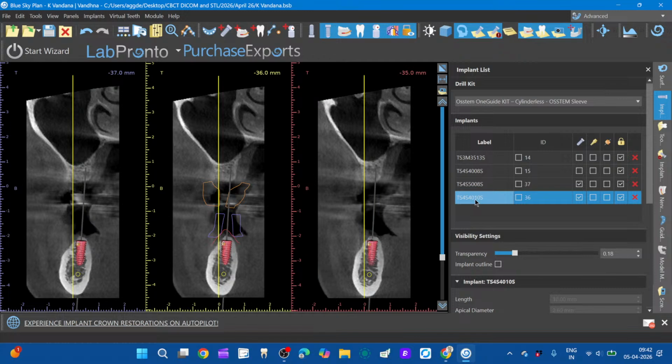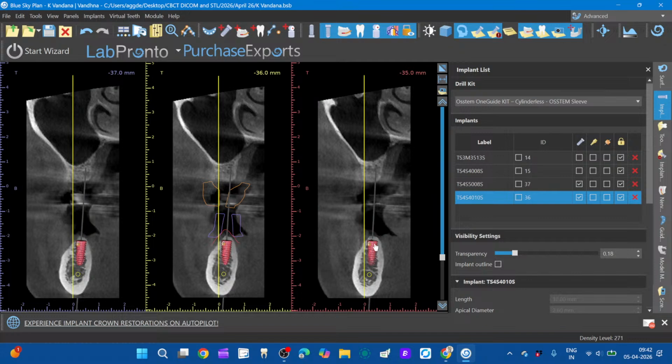This should help you understand which size is being placed, right. And you are going 0.5 to 1 mm subcrestally and you will be 2 mm away from the nerve here. So 4 into 10 is the size here.